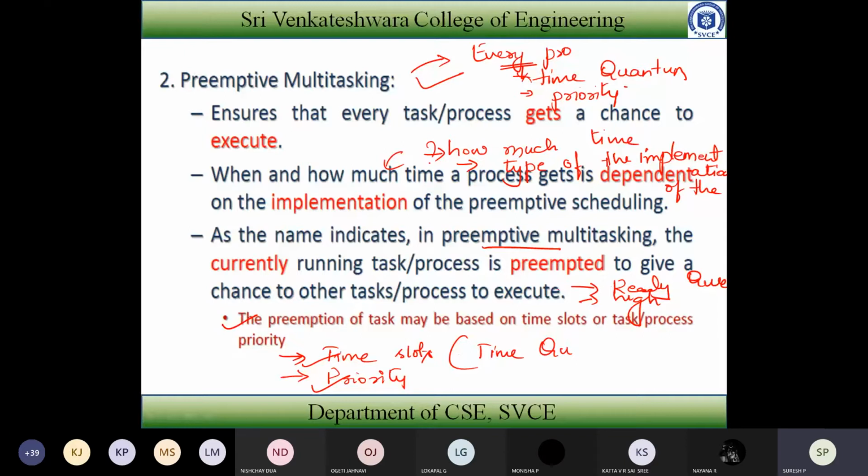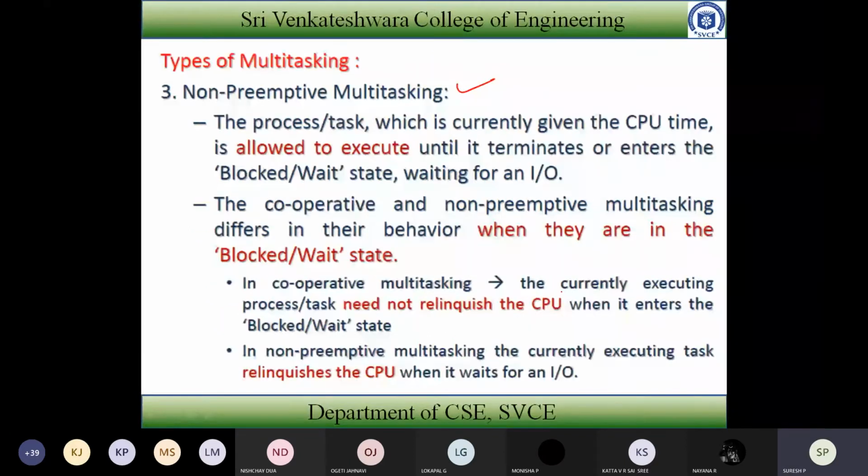The next type of multitasking is non-preemptive multitasking. In non-preemptive multitasking, what will happen? The process which is running currently will not release the CPU until it completes its execution, that means until it completes its operation. In CPU and process terminology, we provide the CPU time, and the CPU time is given to execute the process.